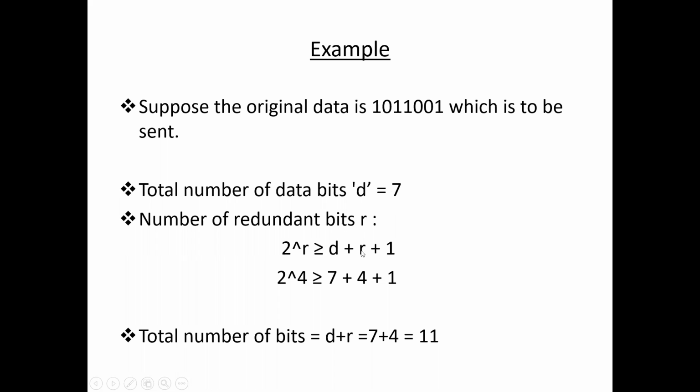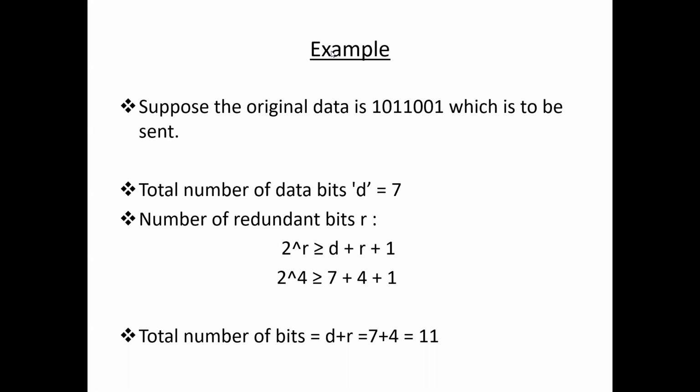that is 7 plus 2, 9, plus 1, 10. So 4 greater than or equal to 10 is false. Next, R equal to 3. 2 cube is 8, LHS 8. 7 plus 3 plus 1 is 11. 8 greater than or equal to 11 is false. Next, we take R equal to 4. 2 power 4 is 16. 16 greater than or equal to 7 plus 4 plus 1, that is 12. 16 greater than or equal to 12 is true.